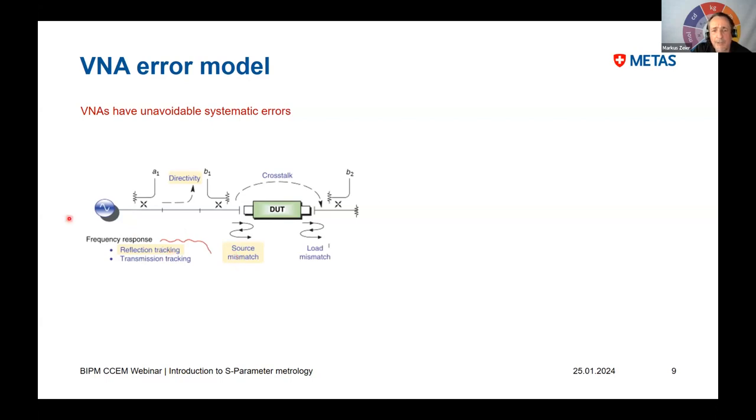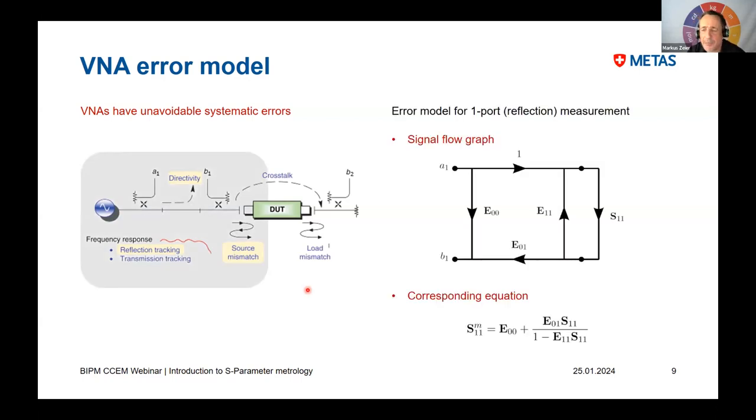Then your source might not perfectly be 50 ohms, so you have multiple reflections. This is called source mismatch. Based on this, you can make an error model. And here I'm just showing the one port part. There are also two port effects like crosstalk and load match. So this is basically the simplest case.